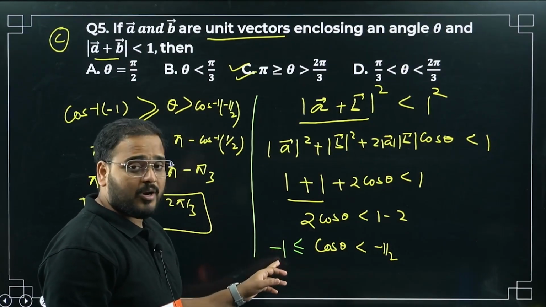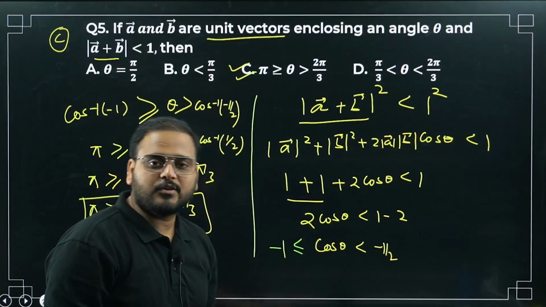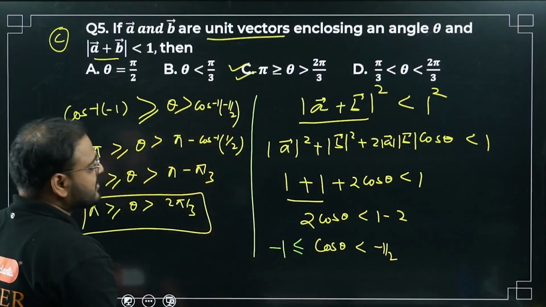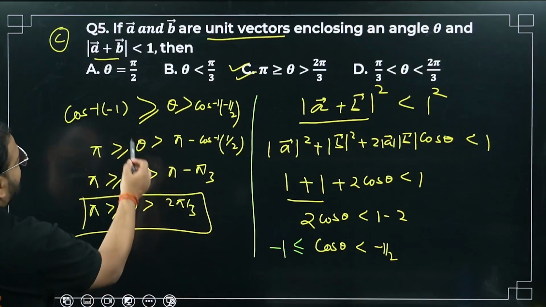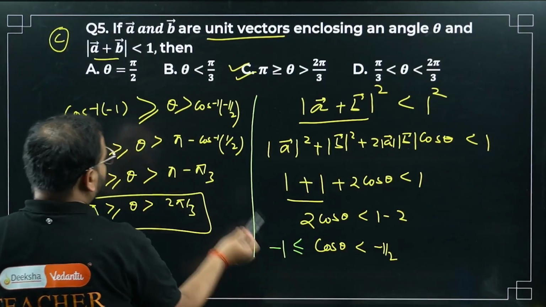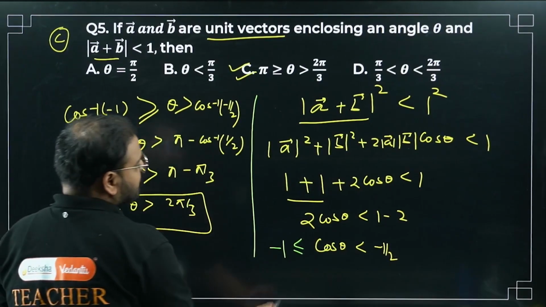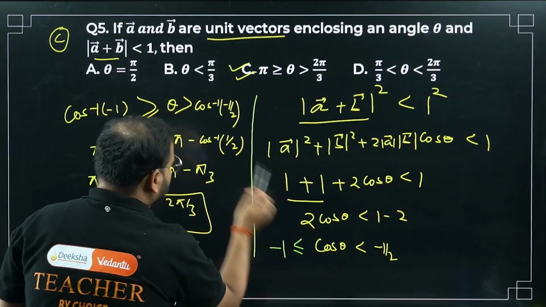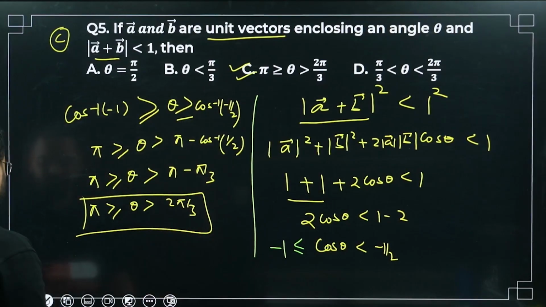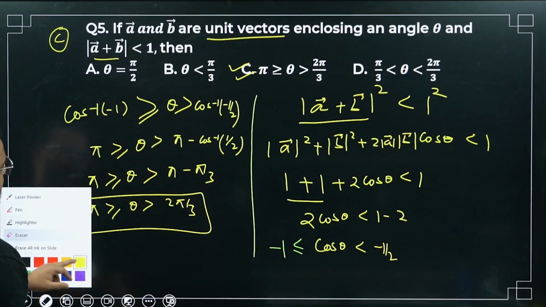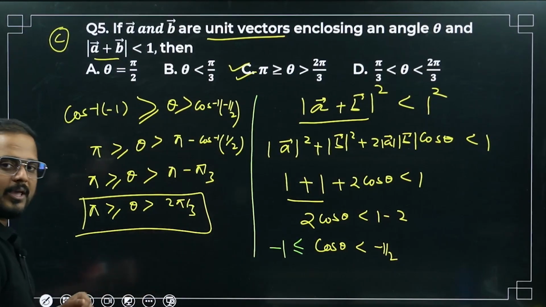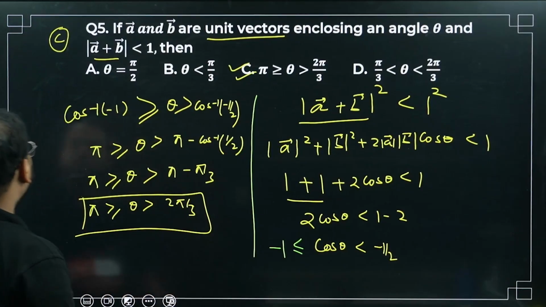So minus 1 is the lower limit. We wrote it like this and operated with cos inverse on both sides. We know cos is a decreasing function. For that reason, I'm getting the inequality reversed. Less than becomes greater than, less than equal to becomes greater than equal to. So my answer is 2 pi by 3 to pi. Correct. Moving on.